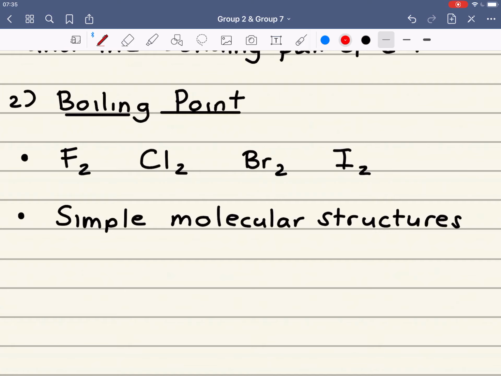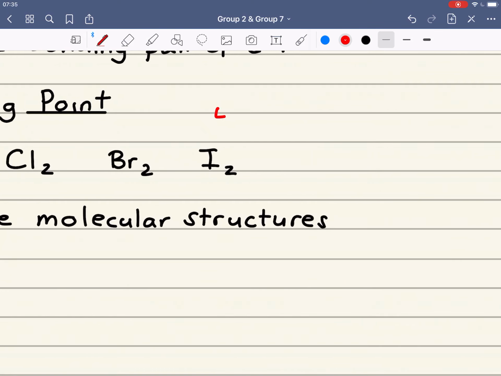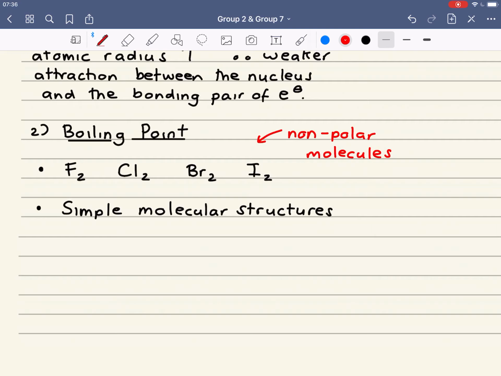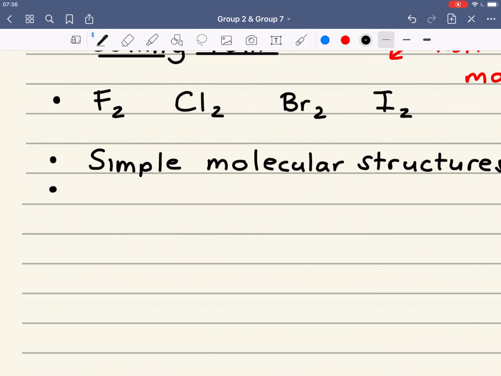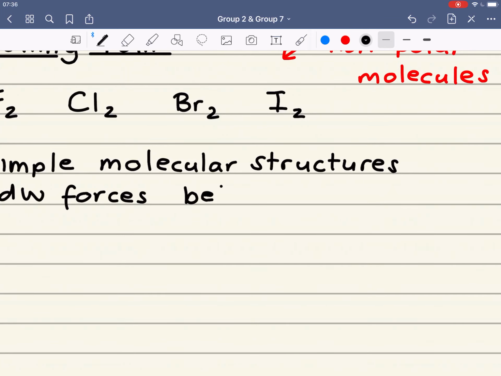Now, what we have here, in each case, is non-polar molecules, because the two atoms in the molecule have the same electronegativity. So we've got a non-polar molecule. And as such, the intermolecular forces will be van der Waals forces. So there'll be van der Waals forces between the molecules.